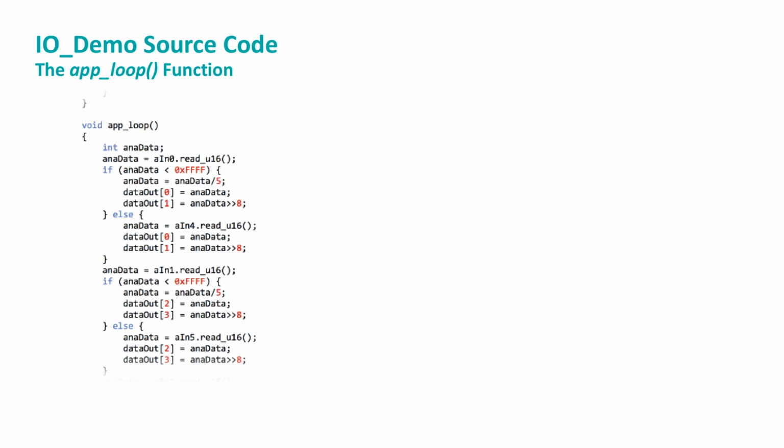Now let's go back to our code. First, we read the value from input 0. If the value is less than hex FFFF, then the channel converted the input correctly and we can use it. But first, we divide the returned value by 5. We do this so that it will have the same scaling as the value read from the channel that has the voltage divider. We put the low order 8 bits in data element 0 and the high order 8 bits in data element 1. But what if the value we read is all ones, that is, hex FFFF?